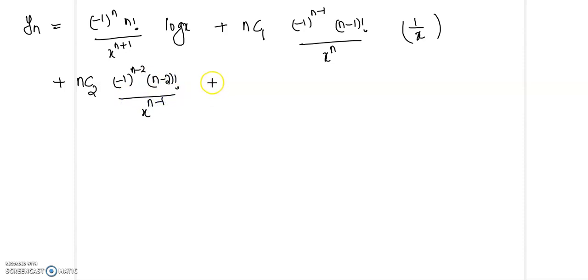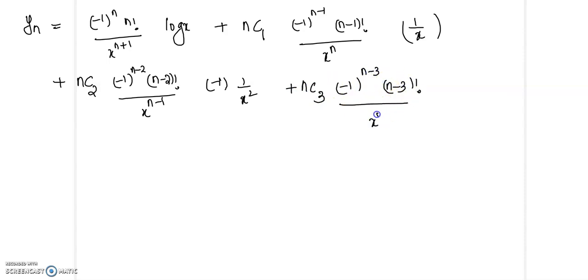Then this is going to be minus 1 into 1 by x square. That's the derivative of 1 by x. Then we will have nC3 into minus 1 raised to n minus 3, then n minus 3 factorial by x raised to n minus 2, and the derivative of this is going to be minus 1 into minus 2 into 1 by x cube.